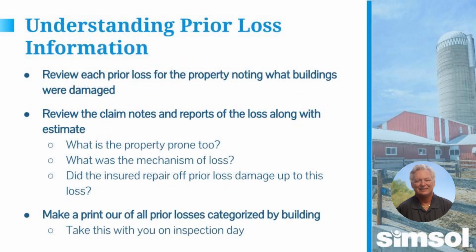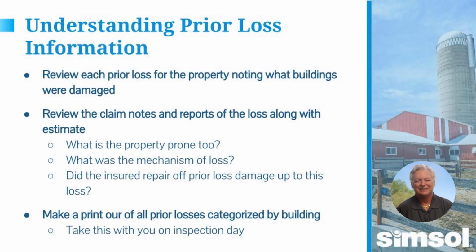And this is understanding prior loss information. We've gone a little bit on this. One thing I would like to show you is to review the claim notes, as we said. What is the property prone to? What is the mechanism of loss? Did the insured pay off the prior loss? We've gone through those steps, but it's just a good recap, okay? Make your printout of all the prior losses categorized by building as stated. We're going to move on to the next slide.